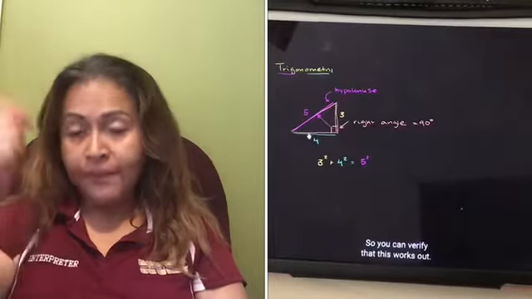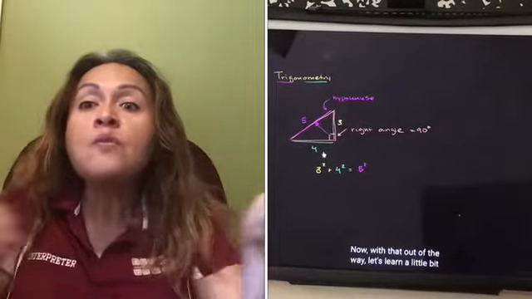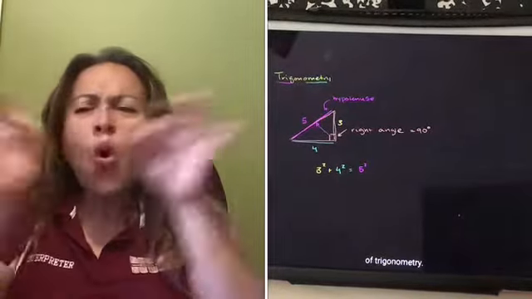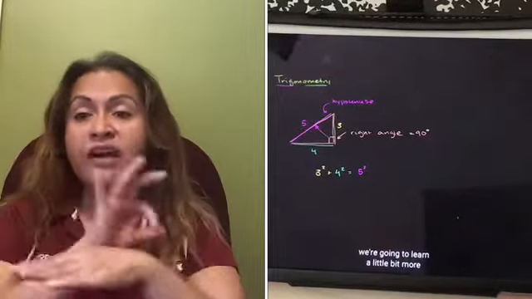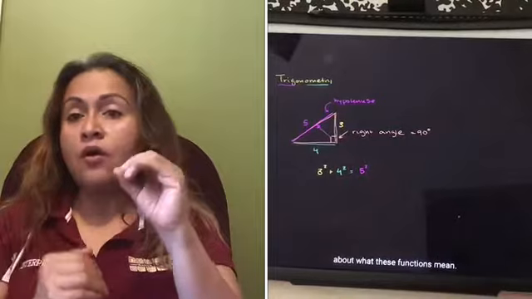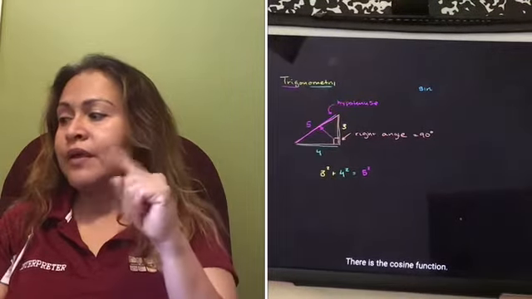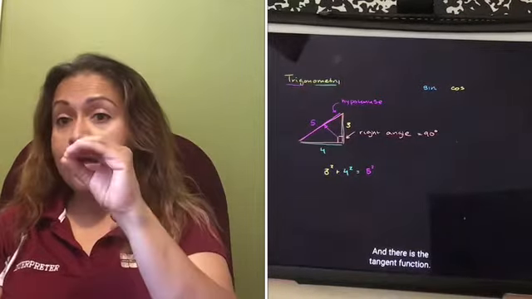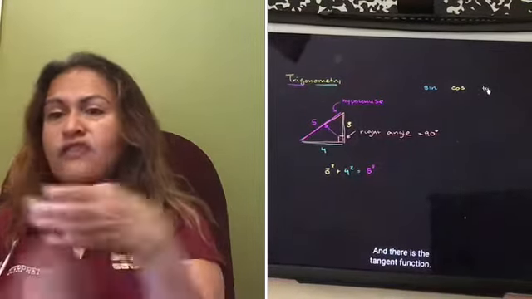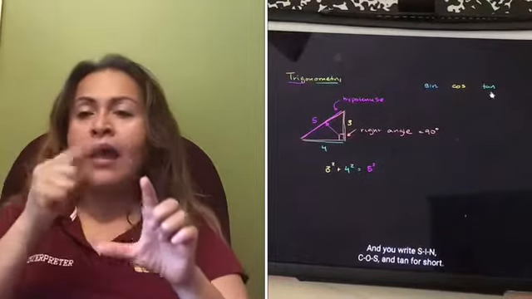So the core functions of trigonometry, we're going to learn a little bit more about what these functions mean. There is the sine function, the cosine function, and the tangent function. You write sine, cos, and tan for short. And these really just specify, for any angle in this triangle, the ratios of certain sides.